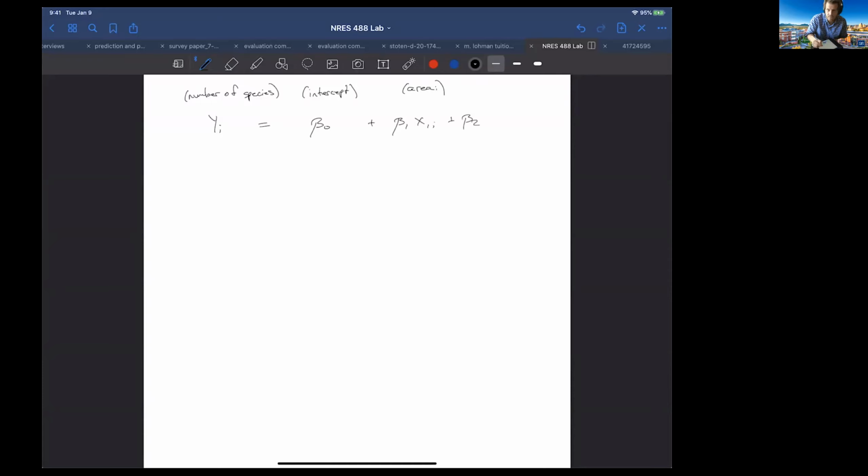Plus beta 2 times x2, and x2 is temp, plus beta 3 times x3, where x3 is precip, plus epsilon i, where epsilon i comes from a normal distribution with mean 0 and variance sigma squared.